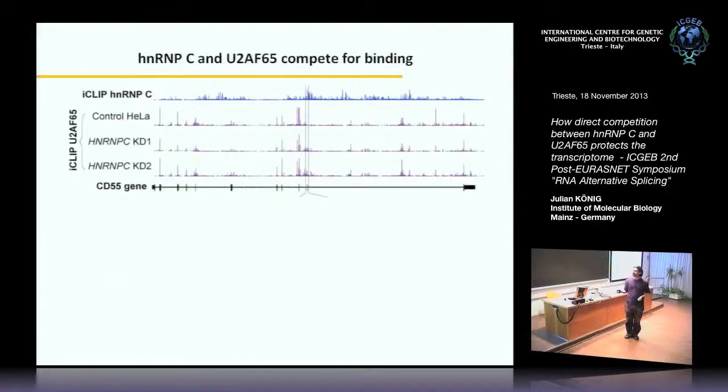To test this, we again did CLIP experiments, and this time for U2AF65. And these turned out really nicely, I think, because for almost all the exons we observed a very strong peak of U2AF65 binding immediately at the 3' splice site, absolutely consistent with years of understanding of U2AF65.